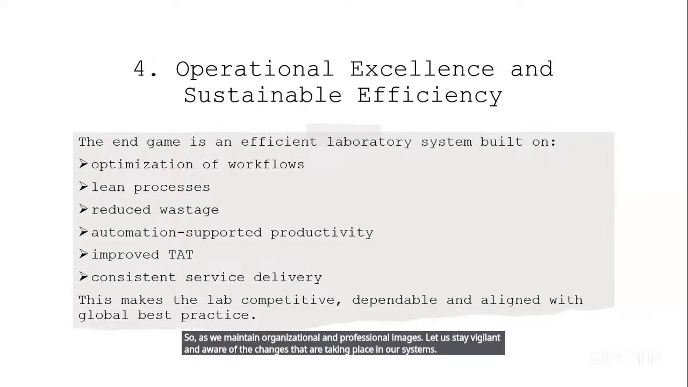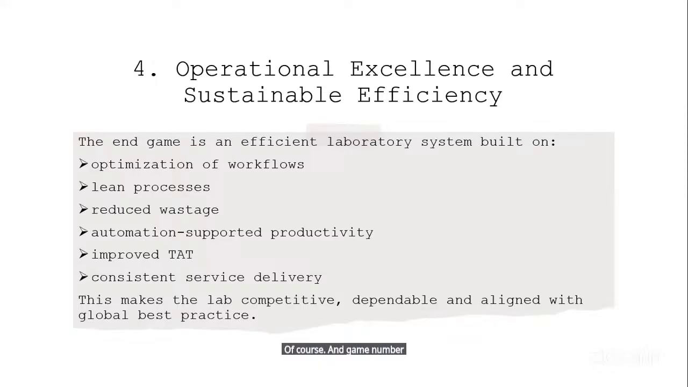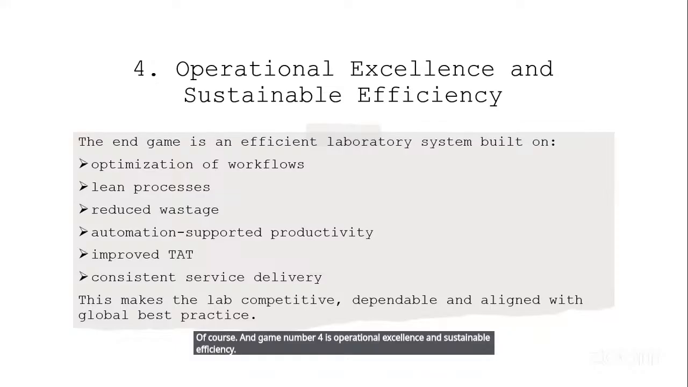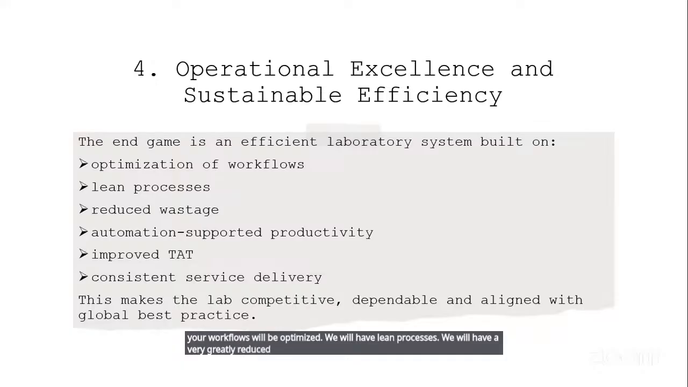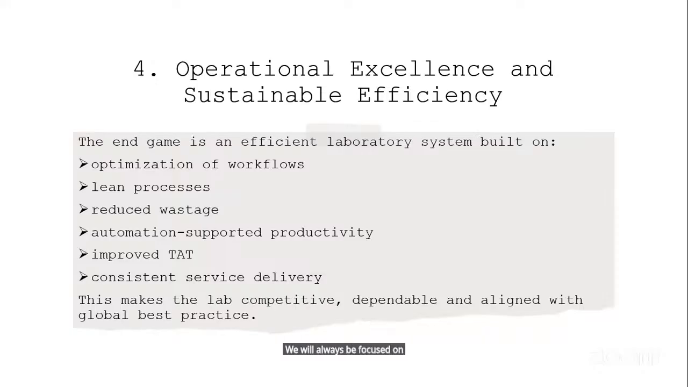Of course, endgame number 4 is operational excellence and sustainable efficiency. The endgame is an efficient laboratory system built on, number 1, optimization of workflows. If you are aware of the changes that are taking place, your workflows will be optimized. We will have lean processes. We will have greatly reduced wastage in our operational areas. We will always be focused on automation-supported productivity.